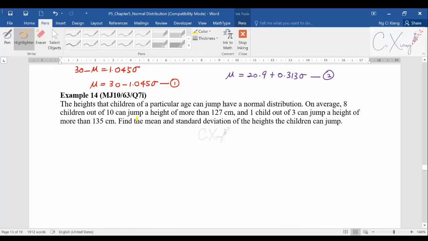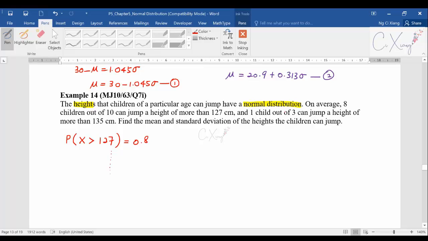It's quite simple for this question. Maybe I can start forming something for you first before you answer it. Again, you will see the keyword normal distribution. On average, 8 children out of 10 can jump a height of more than 127. You can define x as the height. So 8 out of 10 children can jump a height x more than 127. What is the probability? 8 out of 10 means 0.8. So you can continue and form the first equation.